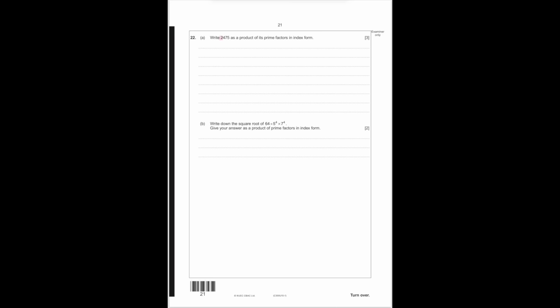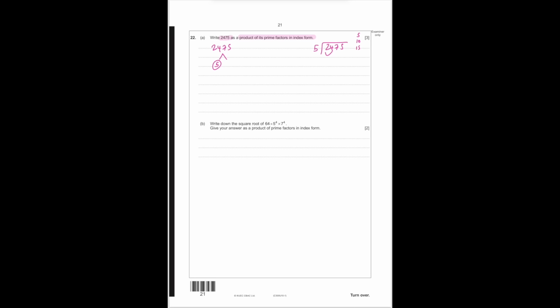(22a) Write 2475 as a product of its prime factors in index form. Okay, so we're going to do a prime factor tree. So 2475, two numbers that multiply to give me 2475. Now it ends in a 5, so I know I can definitely divide by 5, and 5 is a prime number, so that ends that tree straight away. So let's do 2475 divided by 5.